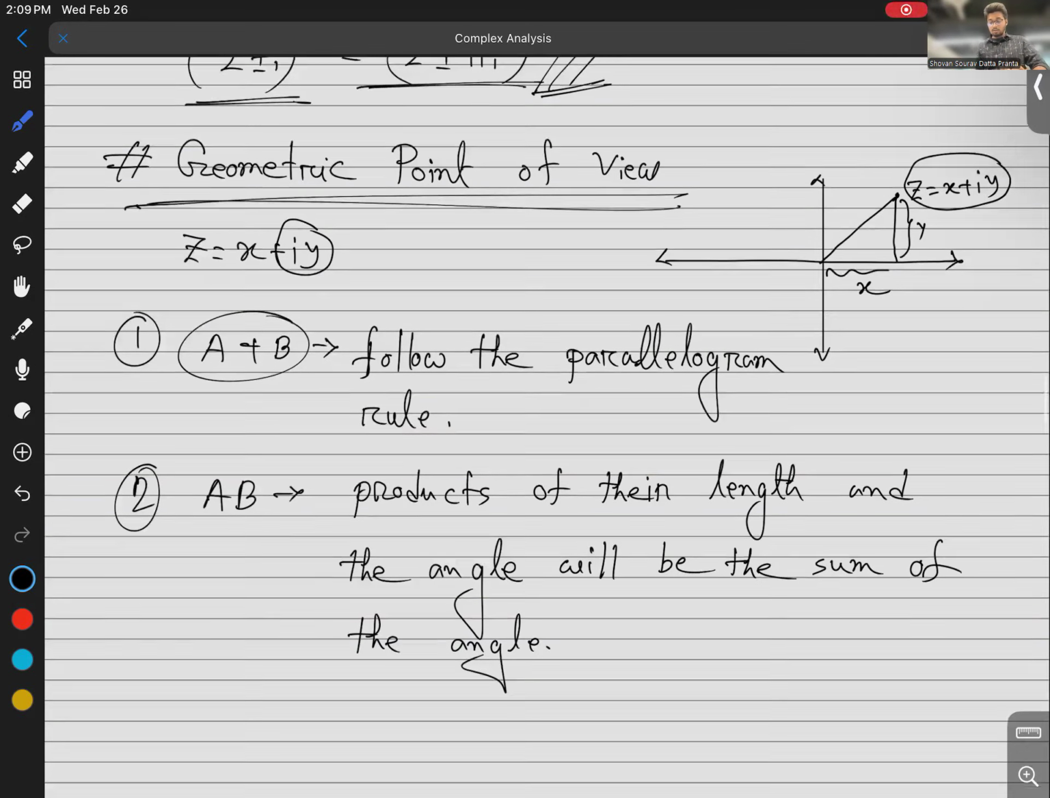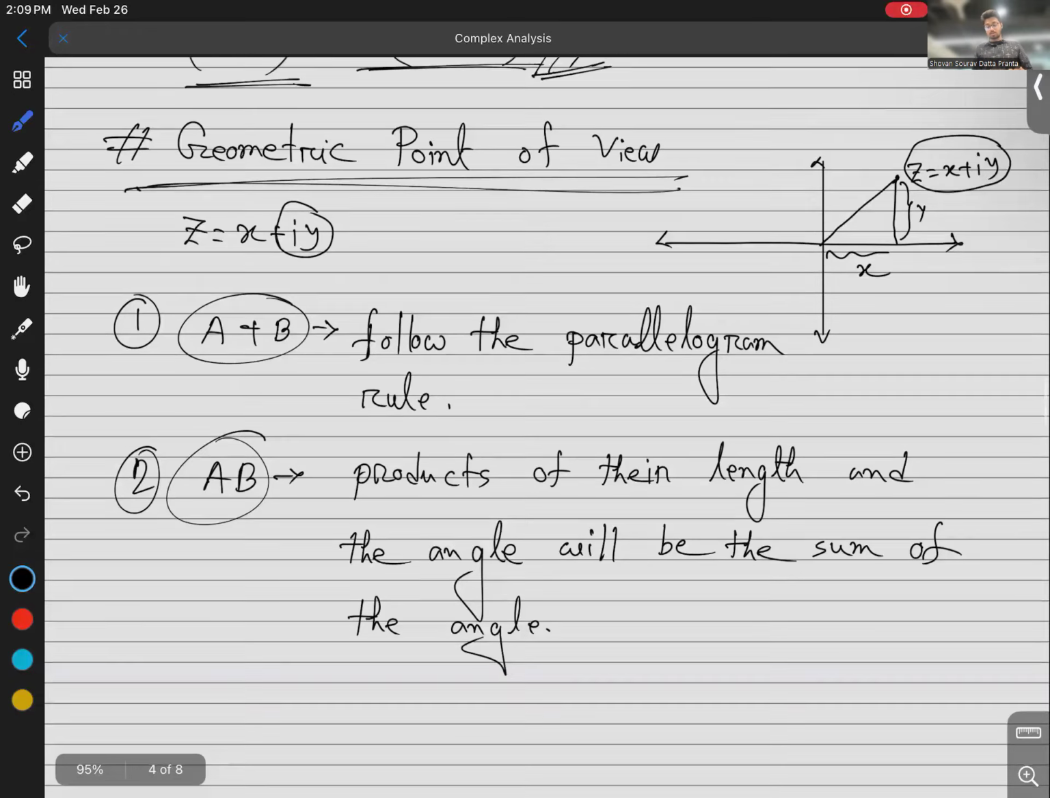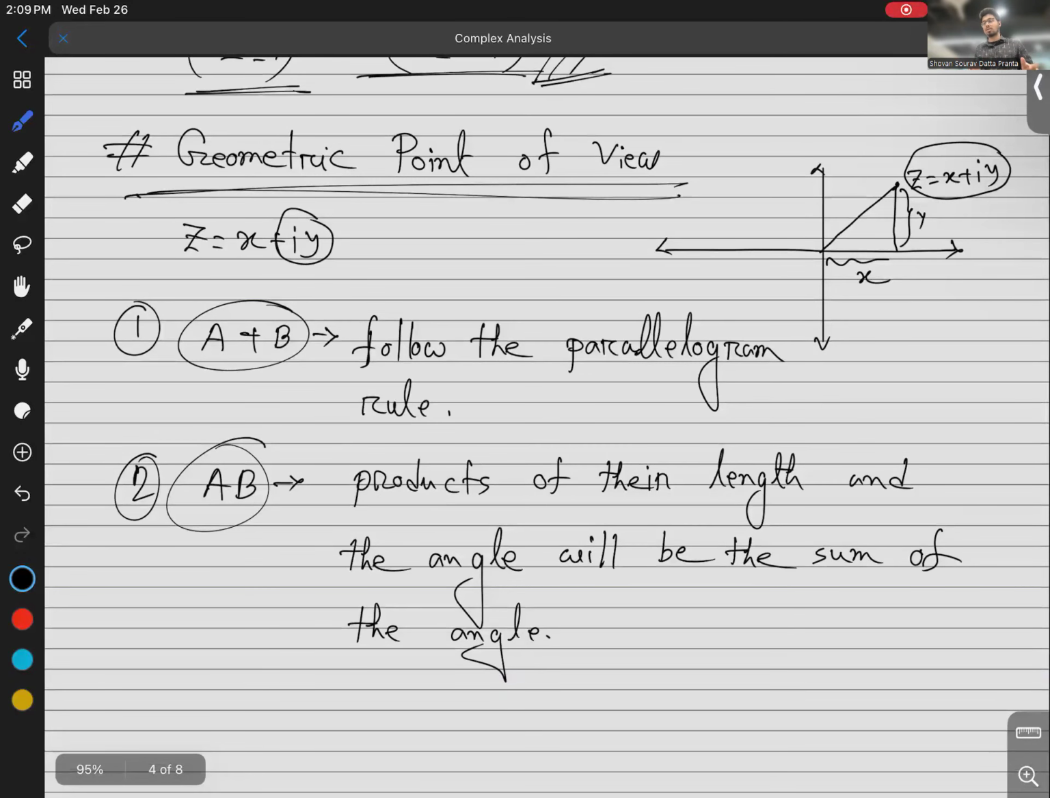So if you're considering this in the Cartesian, two-dimensional coordinate system, then you can say that it will obviously follow the parallelogram rule for summation, and a times b will be the product of their lengths and the sum of the angles. This angle will be measured from the positive x-axis. So if this is a complex number z, then its angle theta is basically the angle from the positive real axis.